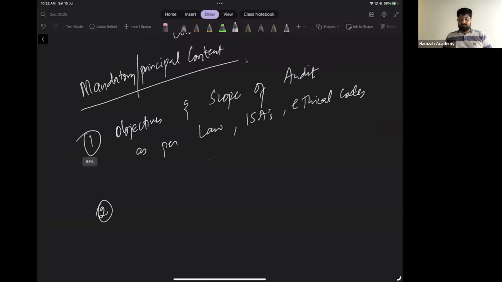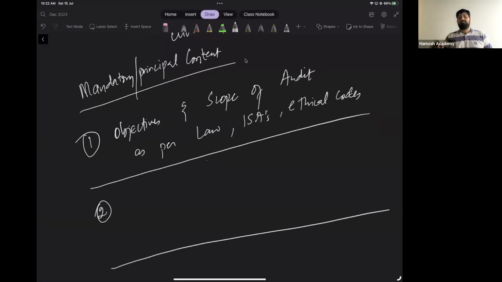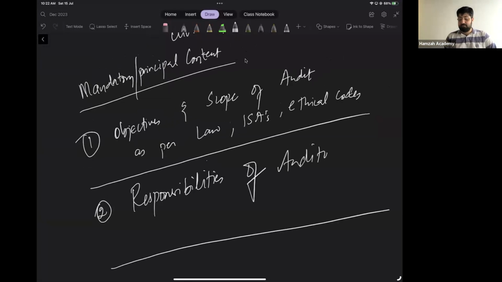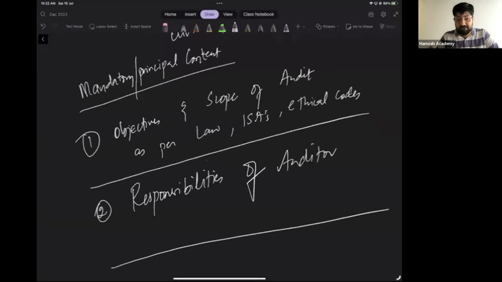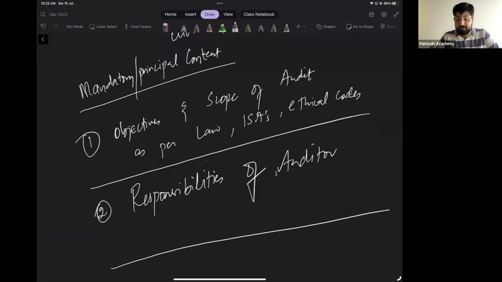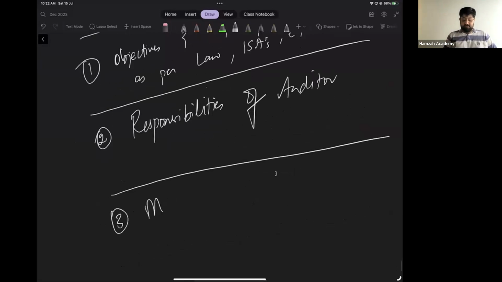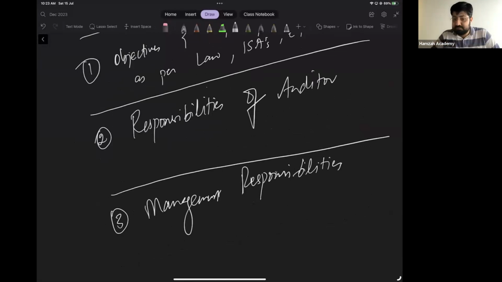Now, the second point is responsibilities of auditor. What are the responsibilities of the auditor? What will the auditor do? How will they plan and perform the audit? Third, management responsibilities. There will be explained related to financial statements, related to controls.